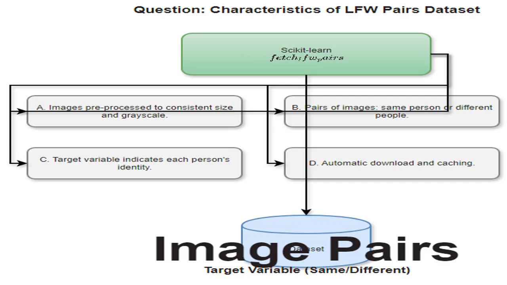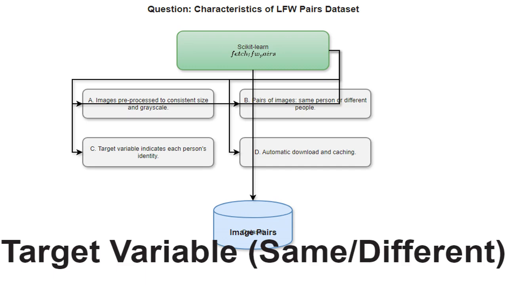The core question that the dataset is designed to answer for each pair is, are these two faces the same person or are they different people? For each pair of images, a target variable indicates whether the images depict the same person, a match, or different people, a mismatch. This binary classification, same or different, is crucial for training face recognition algorithms.